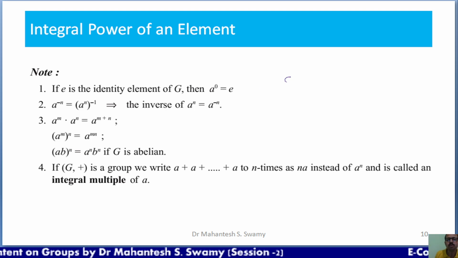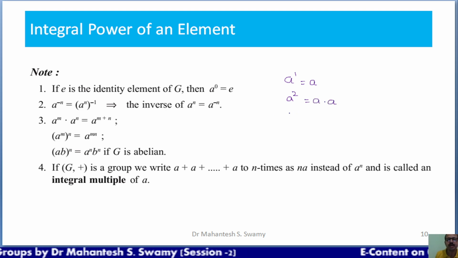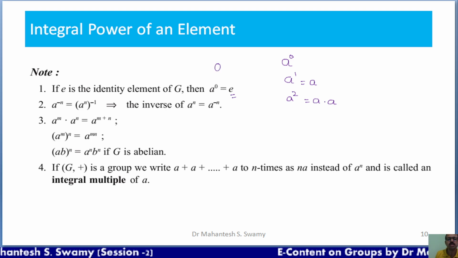See, we know that A to the power 1 is A itself. A to the power 2 is nothing but A multiplied with A twice. So similarly we can define. Now what about A to the power 0? A to the power 0 means that it is the identity element. You take any element of the group G, if it has the power 0, then it is nothing but 1. A to the power 0 is always 1, and 1 is the identity element of multiplication, generally denoted by the notation E.